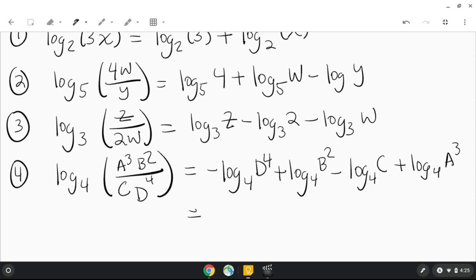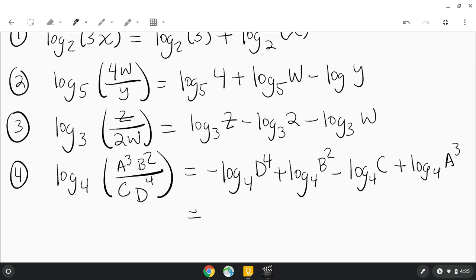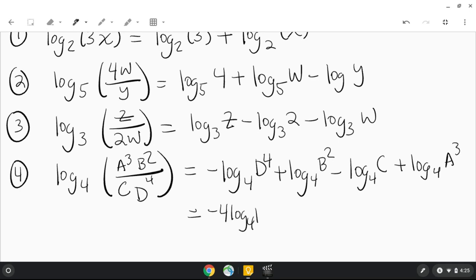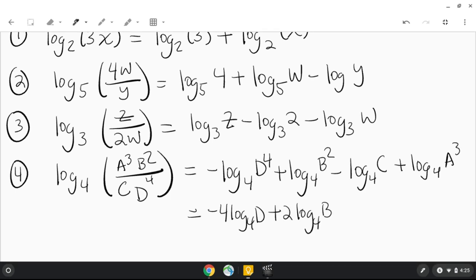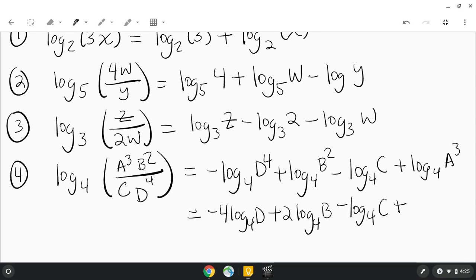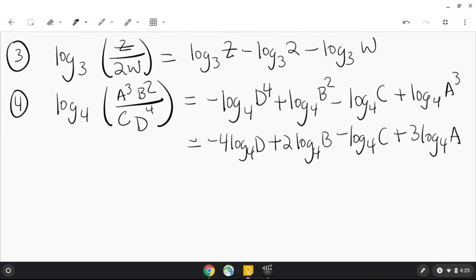Now I'm going to apply the third law, which says to take all of your exponents and bring them down to the front. So that d to the 4th, the 4 can come down to the front. That b squared, the 2 can come down to the front. c doesn't have an exponent, it's understood to be 1. And then that a cubed, the 3 will come down to the front. Do you see how that works? You can first figure out their signs, which depend on where they are, numerator or denominator, and then bring their exponents down.